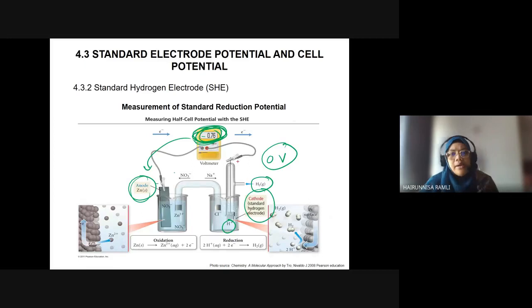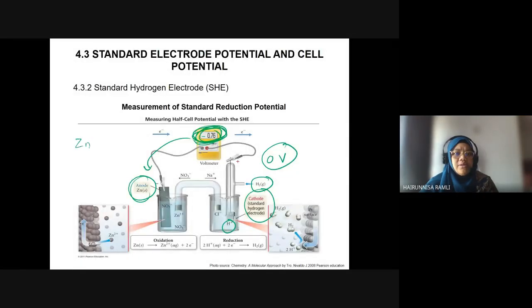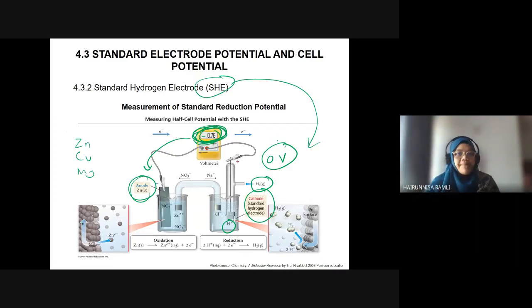Okay? Sebab memang selalunya untuk kita measure, yang saya perasan lah untuk kita measure every each of the value, tak kisahlah you nak measure zinc ke, you nak measure copper ke, you nak measure magnesium ke, the SHE tu sendiri memang biasanya akan letak dekat cathode. Okay, so no matter kita tahu copper, sebab ni you dah tahu, well known yang copper tu adalah reduction. Tapi kita letak dia semua ni dekat anode.